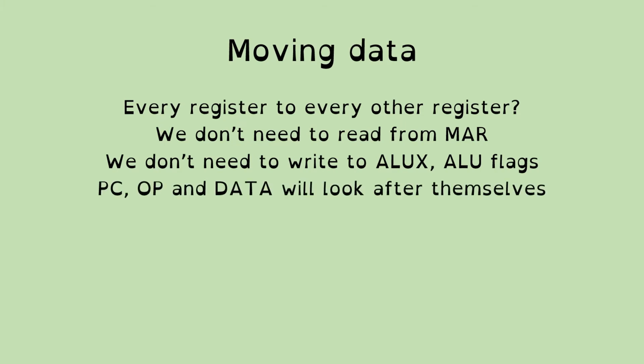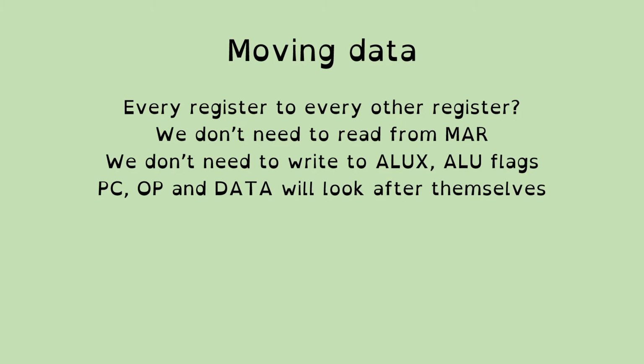PC, which is the program counter, and op, which holds the operation that's currently being used, and data will look after themselves somewhat. Data's a bit of a strange one because we will read from data and we'll use it in another way as well, but we won't write to it. Basically, PC is to do with the flow of the program, and we're only ever going to use it when we're moving the program on, or when we're doing jumps. So we don't need register moving instructions to do anything with PC.